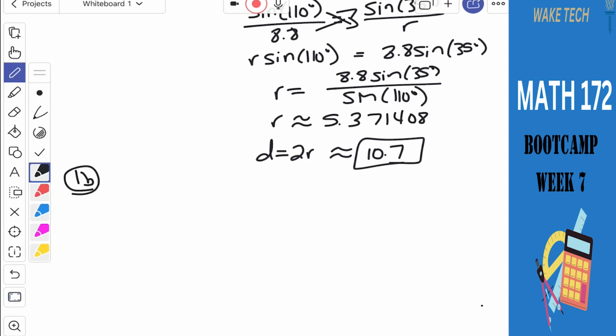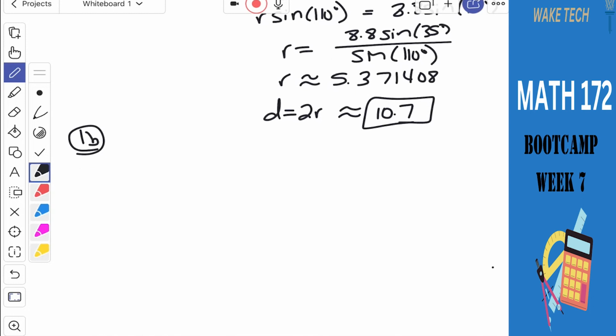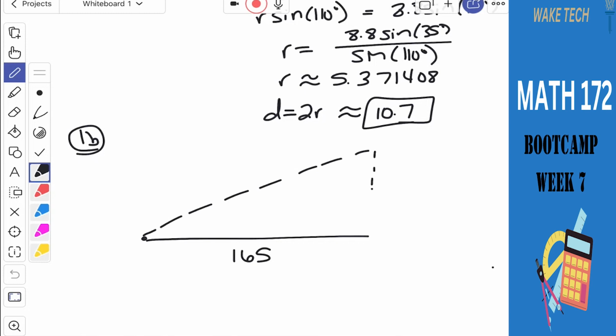So for 1B, we're told John Daly hits a tee shot. It starts here, it travels 165 yards horizontally when it reaches its peak. So the ball's somewhere up there at its peak. It's 100 when it reaches its peak. Express angle of elevation.